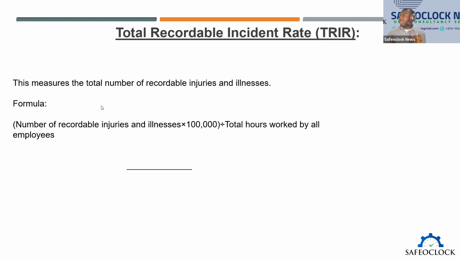So the formula for TRIR is the number of recordable injuries that happened multiplied by 100,000, then divided by the total hours worked by all employees. So we use the total number of hours to divide the number of injuries multiplied by 100,000. 100,000 still remains our multiplying factor from the Health and Safety Executive of UK.